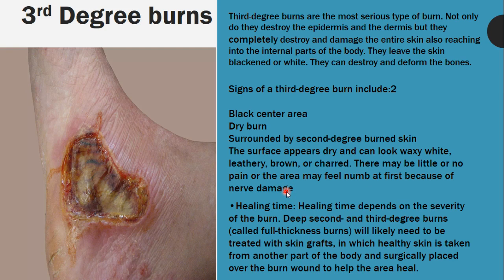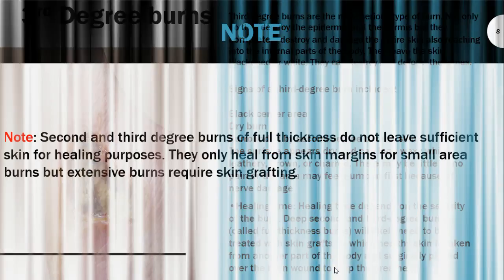So this one is not like the first degree burn. It does not heal itself. So here it says healing time. Healing time depends on the severity of the burn. Deep second and third degree burns, called full thickness burns, will likely need to be treated with skin grafts, in which healthy skin is taken from another part of the body and surgically placed over the burn wound to help the area heal. So if you've gotten a third degree burn on your arm, they look for healthy skin around the thighs, and then it's removed and placed there to help it heal.